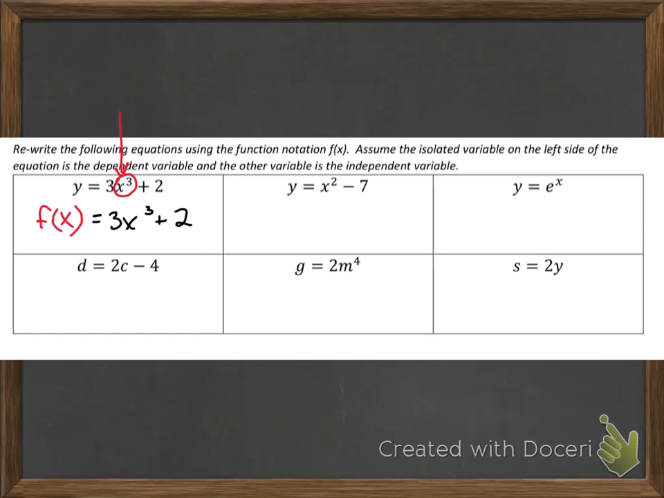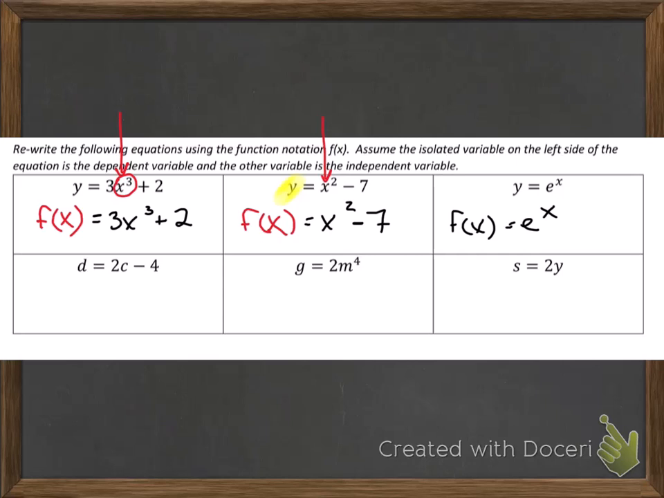Okay, next we have y equals x squared minus 7. So again, y is our dependent variable. We're going to replace it with f of whatever our independent variable is. As you can see from the other side of the equation, our independent variable is x, so we say that f of x equals x squared minus 7. Pause the video and see if you can do a few more examples without help. The next one is f of x is equal to e to the x power.